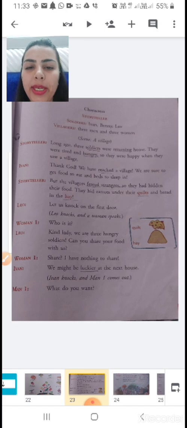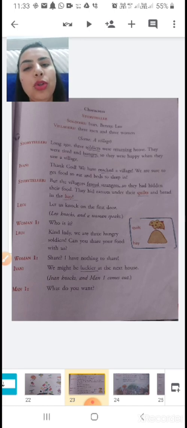So they were happy when they saw a village. Then what did he say? The storyteller is saying that this is the story of a long time ago.